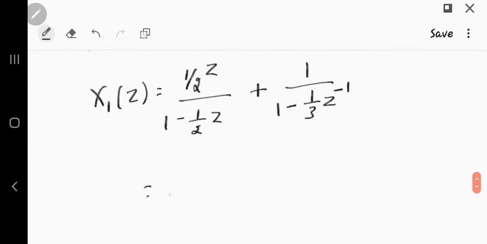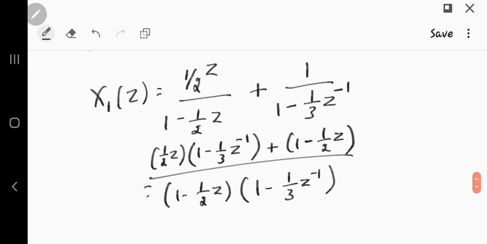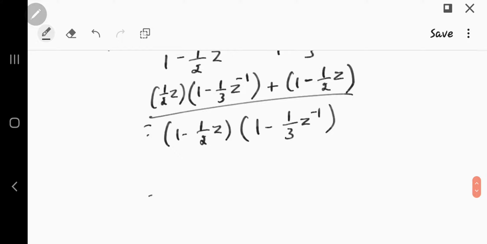Now if you take the LCM of these two, you will get 1 by 2 z into 1 minus 1 by 3 z inverse plus 1 minus 1 by 2 into z here. Now if you continue further, you will get 1 by 2 into z minus 1 by 6; z and z inverse get cancelled, plus 1 minus 1 by 2 z.